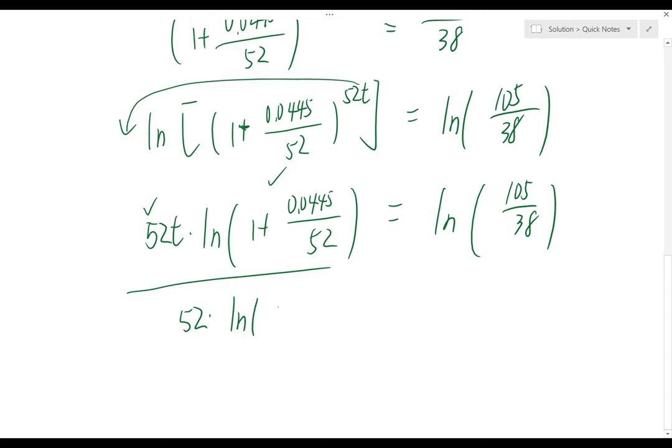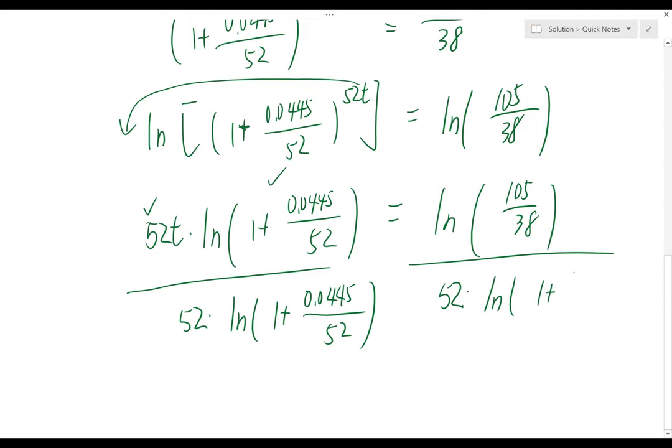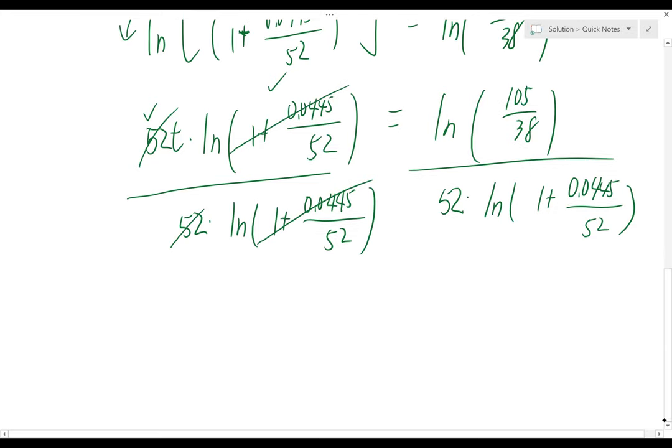times ln of 1 plus 0.0445 over 52. Same thing on the right, 52 times ln of 1 plus 0.0445 over 52. Okay, cancel 52, cancel ln, and t is by itself, and t is what we're looking for. So t is equal to that. Let's see what that is.